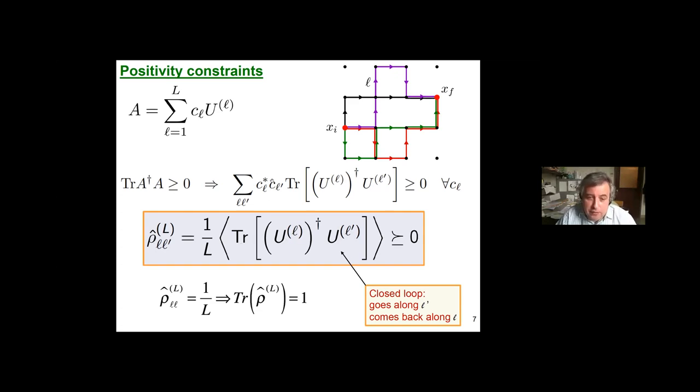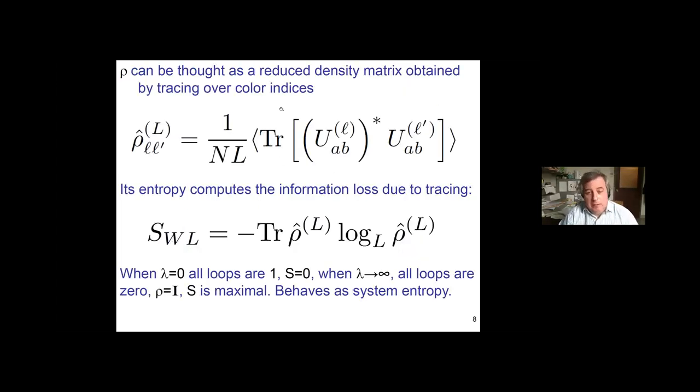And since this is true for all coefficients, we get that the matrix constructed in this way with entries equal to closed Wilson loops is always positive definite. And divided by the number of loops that I have here, the trace of this matrix is 1. So it's like a density matrix. And the entropy associated with this density matrix measures the information we lose when we trace over the color indices to construct it.